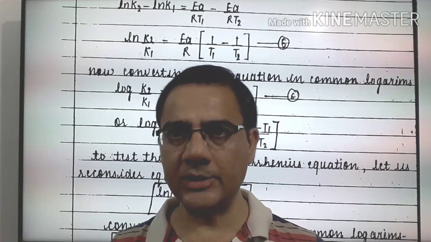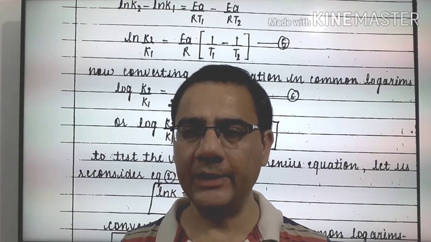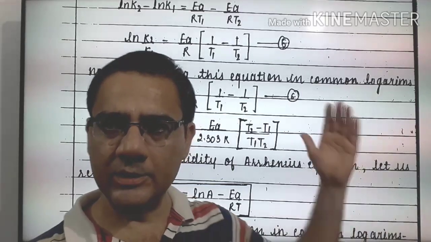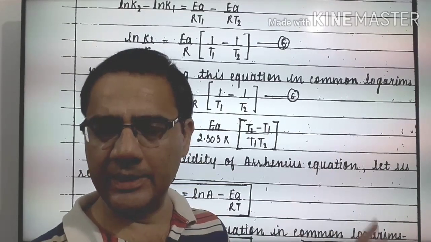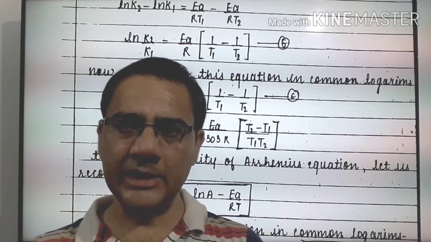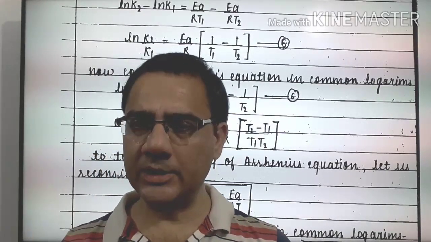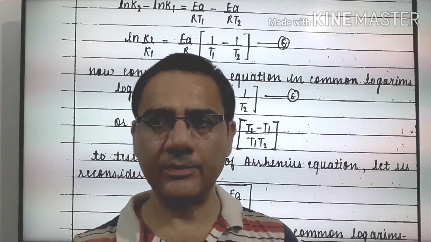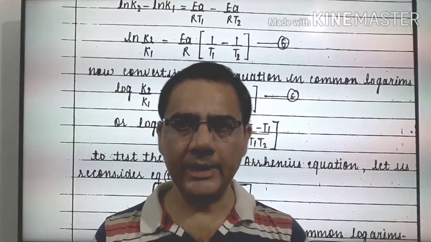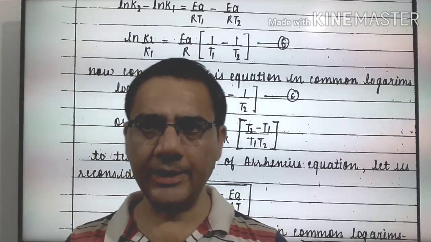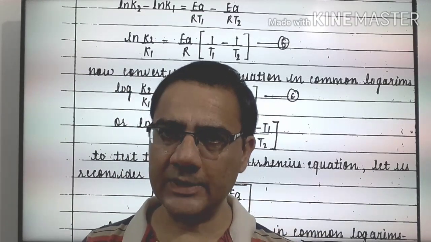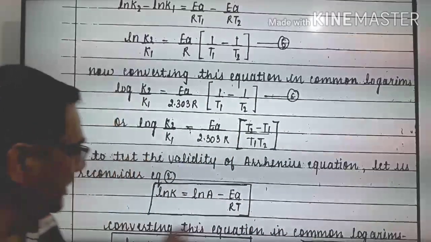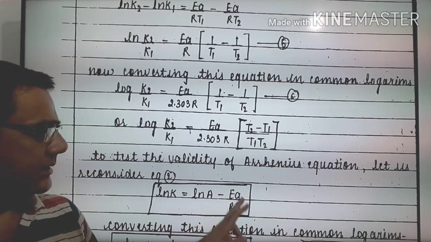If the skeletal equation is correct and we prove its validity, then these things will also be correct, because in this we have only added, subtracted and multiplied things. So the basic skeletal equation we will see. And what was the basic skeletal equation? That is ln K is equal to ln A minus E upon RT. We take that skeletal equation first and try to prove whether it is right or wrong. So this is the basic skeletal equation: ln K is equal to ln A minus E upon RT.